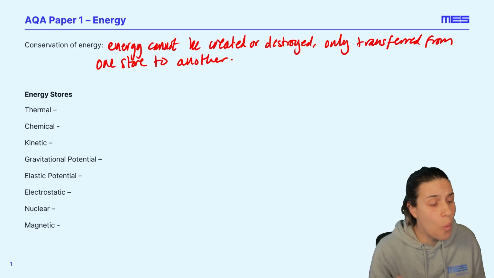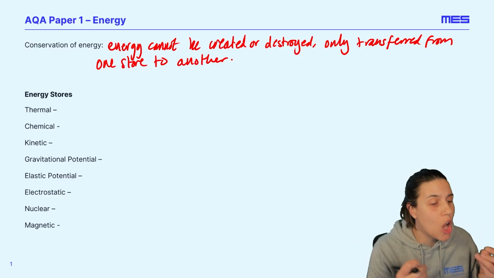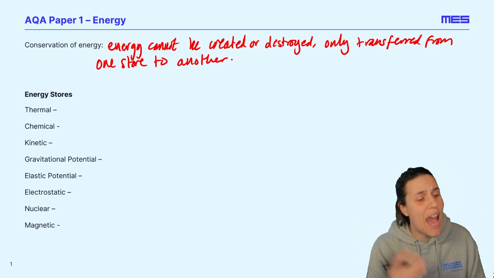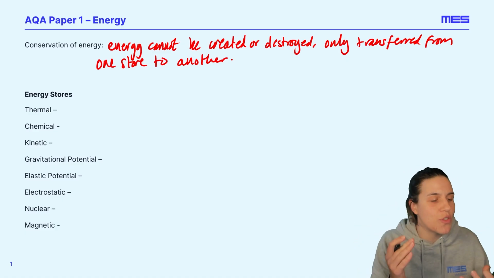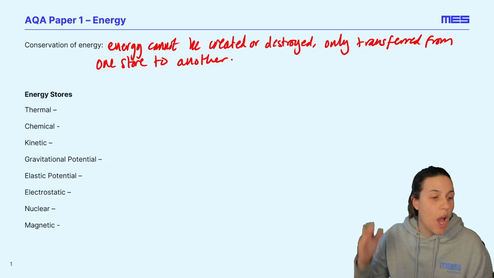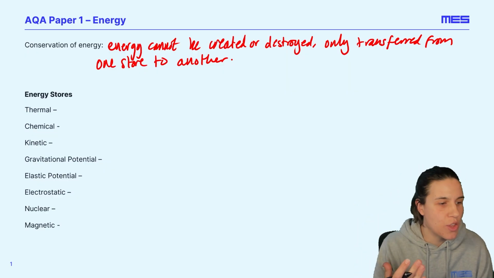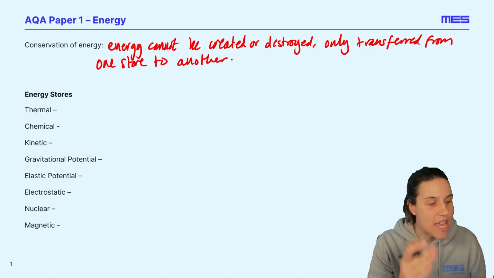We're not going to get any more. We can't make any more, but equally we can't get rid of it. There's like a limit on the amount of energy that we can possibly have in the whole universe, and we're just transferring it from one store to another. So there are 8 energy stores. You don't need to be able to recite them, but you need to know what each of them does.